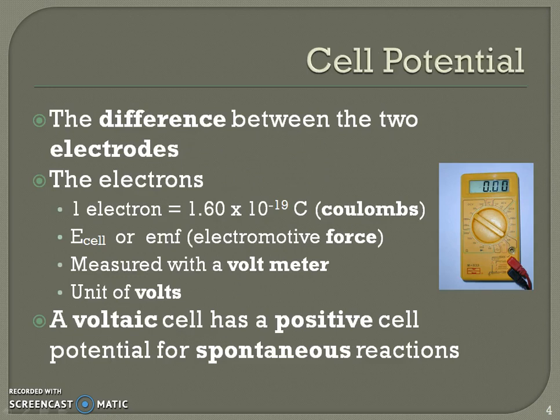So the cell potential between the two electrodes is the difference between them, hence subtraction. I also want to bring back that Coulomb's guy. One electron is going to equal 1.6 times 10 to the negative 19 coulombs, and this is going to be our electromotive force. It's measured with a voltmeter, and of course our units are volts. We want to remember that a positive cell potential means that a spontaneous reaction is going to occur. So if we have positive volts, the reaction is going to happen spontaneously.